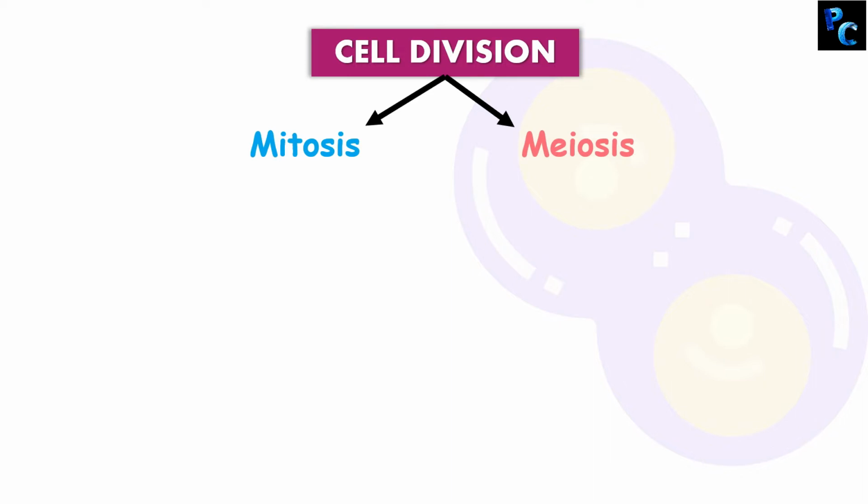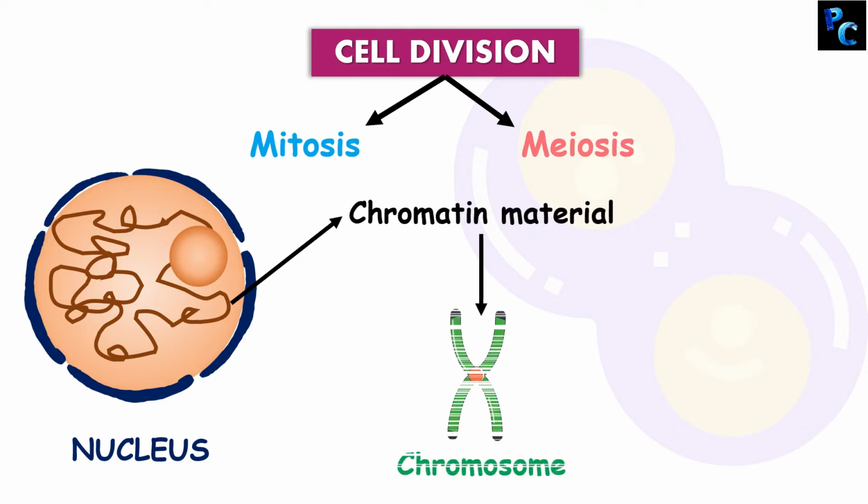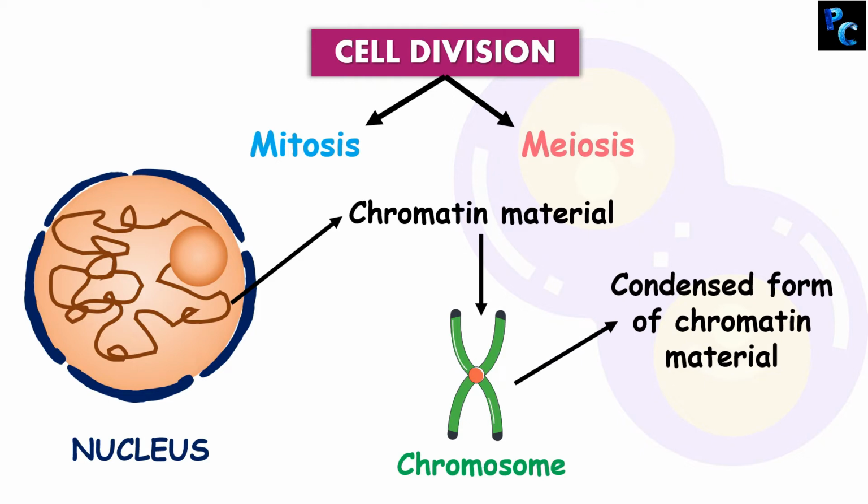Before we go into the process of cell division, you need to understand certain basic things. This part will be very important. So students, please concentrate. We have seen in our nucleus video that within the nucleoplasm there are thread-like structures which are called chromatin material. And we have also learned that chromatin material condenses to form chromosomes. So chromosomes are nothing but the condensed form of the chromatin material. And we all know that they contain the genetic material DNA.